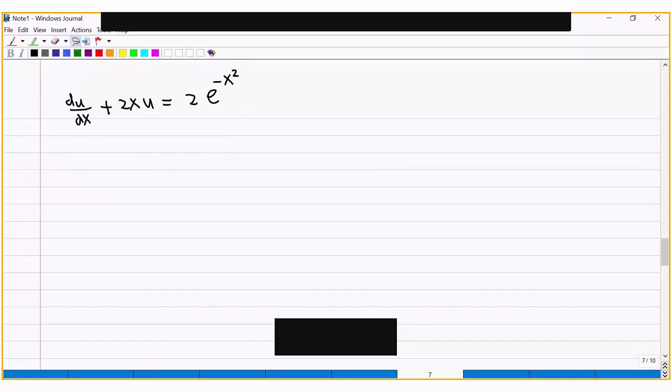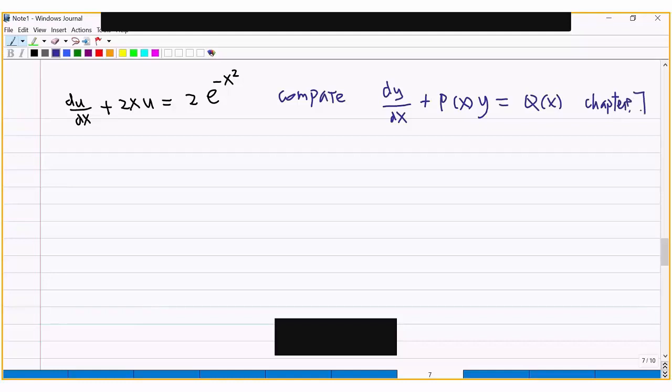So here, now you compare something you already know. Compare the equation dy/dx plus p(x) times y equal to q(x). This is what we have in chapter 7. So how do you compare now? What is p(x) now? From here I know p(x) is equal to 2x. Your y becomes u now, you're solving for u. p(x) equal to 2x and q(x) is equal to 2e power negative x squared.